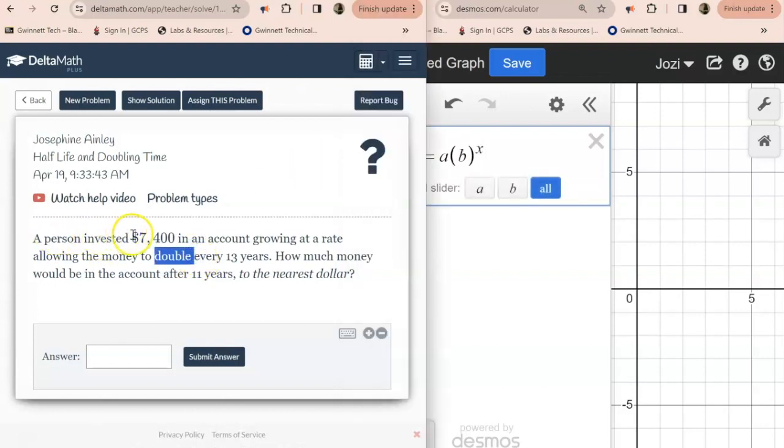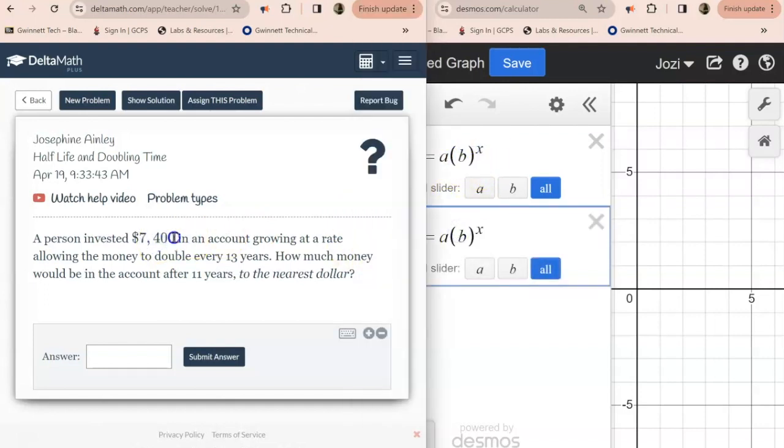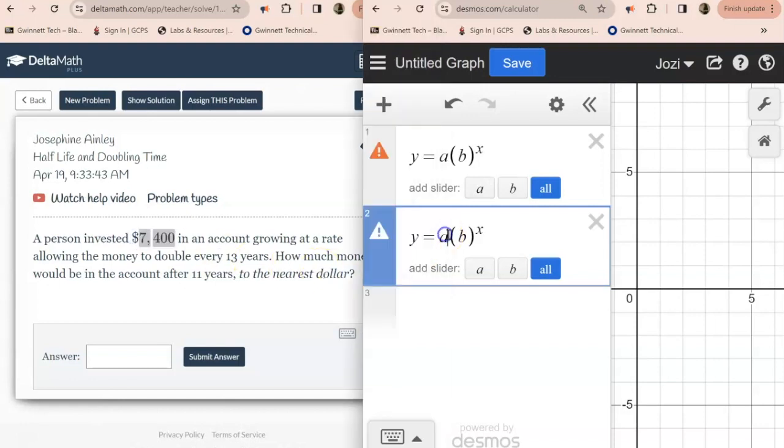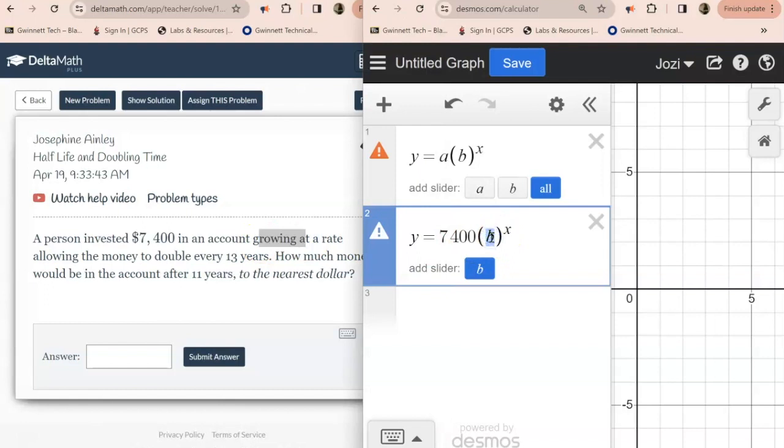All right, so a person invests this. So what's that? My initial. So where does my initial go? So we're going to copy this twice so you can see. And my initial, Control C, Control V, goes in the beginning with no, what's this called? Comma. Okay. All right, so that's my initial. In account, growing. So that growing means this B has to be what? 1 plus. If it's decay, it's 1 minus.